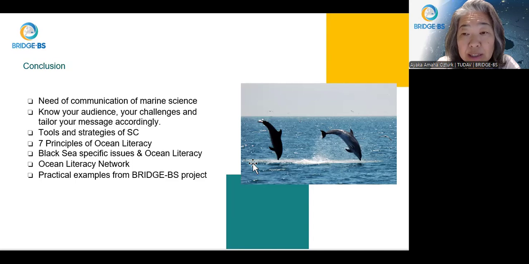And there are 7 principles of ocean literacy, as we talked about. For the Black Sea, there are some specific issues. So it's not just ocean literacy. You will learn Black Sea specific topics, and you have to understand the peculiarities of the Black Sea. There are several networks for ocean literacy, including the Black Sea Ocean Literacy Network that you should be familiar with, and practical examples from the Bridge BS project have been presented here. So I'm sure you will learn some strategies and some unique aspects of our activities through this module.